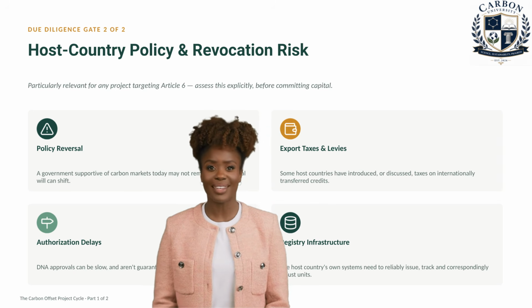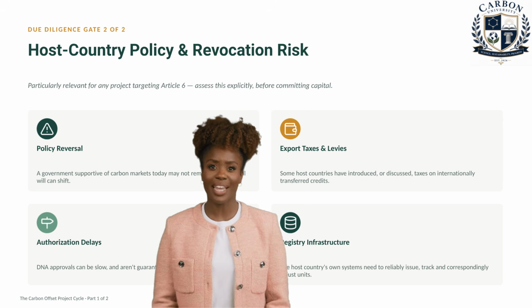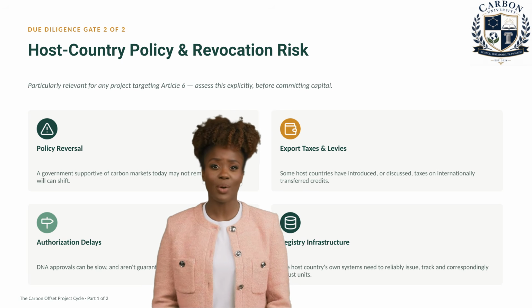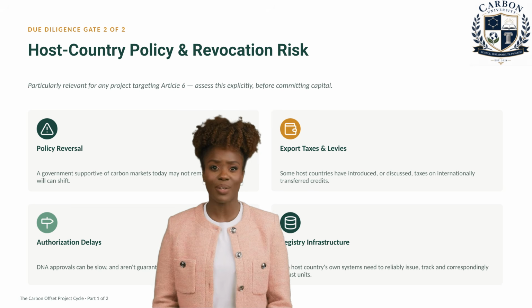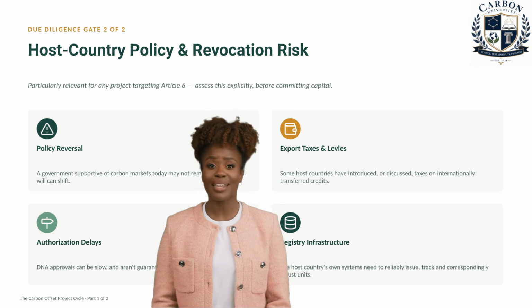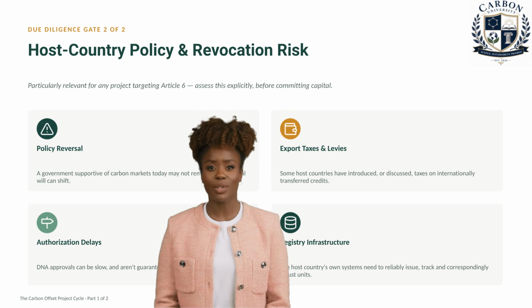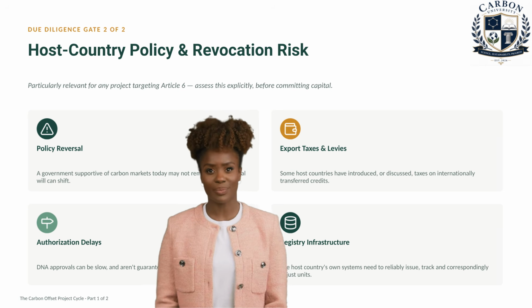Alongside legal rights, there's a second gate that deserves its own checkpoint, particularly for any project targeting Article 6: host country policy and revocation risk. Political will can shift. A government supportive of carbon markets today may not be tomorrow. Some host countries have introduced or discussed export taxes or levies on internationally transferred credits. Authorization approvals through a designated national authority can be slow and aren't guaranteed once requested. And the host country's own national carbon registry infrastructure needs to actually be functional enough to issue, track, and correspondingly adjust units reliably. None of this is a reason to avoid Article 6 projects, but it is a reason to assess it explicitly before committing capital.